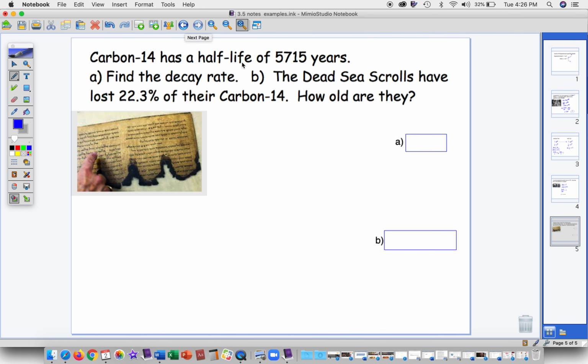Okay, carbon-14 has a half-life of 5,715 years. So this is our T value. So we're asked to find the decay rate for part A. So if we start with our formula, since it's half-life, this would be the natural log of 1/2, and that is equal to RT. In this case, we know T. T is the 5,715 years times the rate. So I'm going to take the natural log of 1/2 and divide by those years on my calculator.